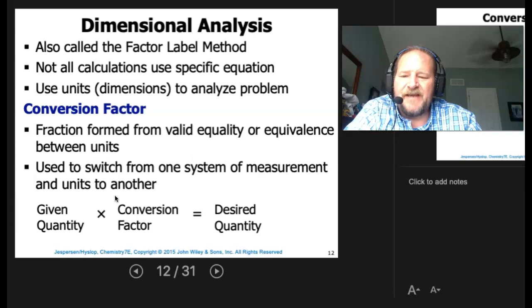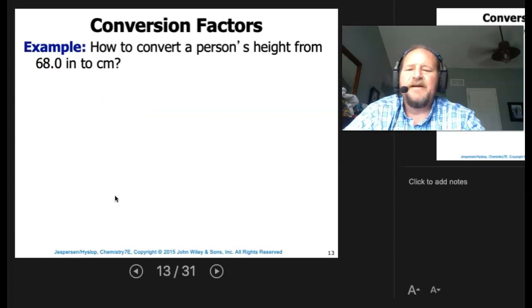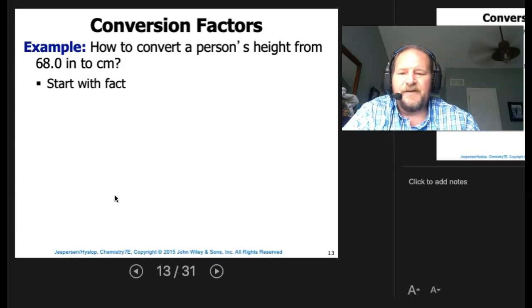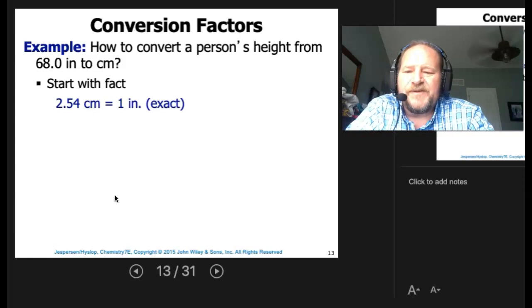So in other words, we'll have a given quantity, we'll multiply that by some sort of conversion factor, and that will give us a desired quantity. An example: converting a person's height from 68 inches to centimeters. So we'll start with the facts. That is 2.54 centimeters is exactly 1 inch.